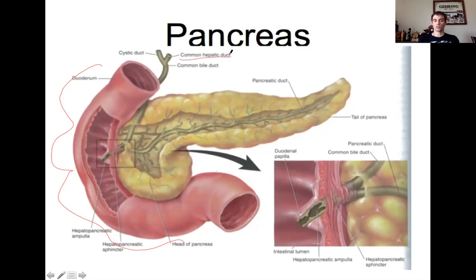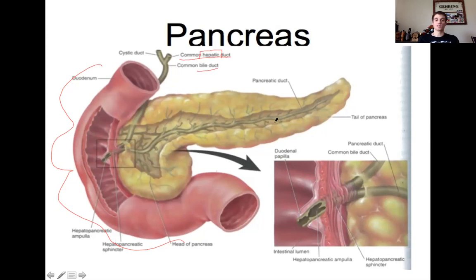If you think back to your circulatory system, we talked about the hepatic vein, which went to your liver. So the hepatic duct comes from your liver. Your bile duct comes from your gallbladder, and those two kind of go together. And then you also have your cystic duct here.